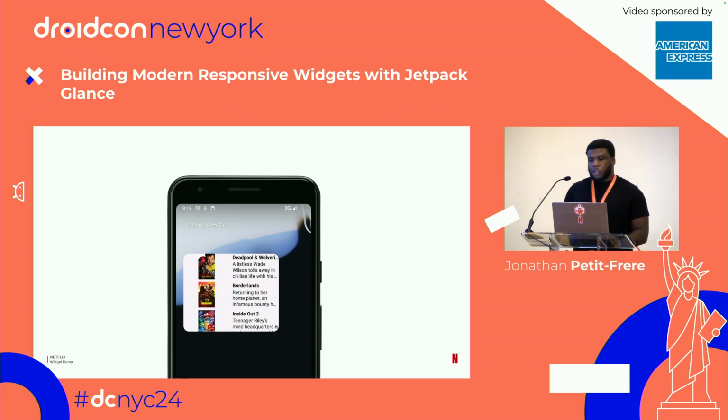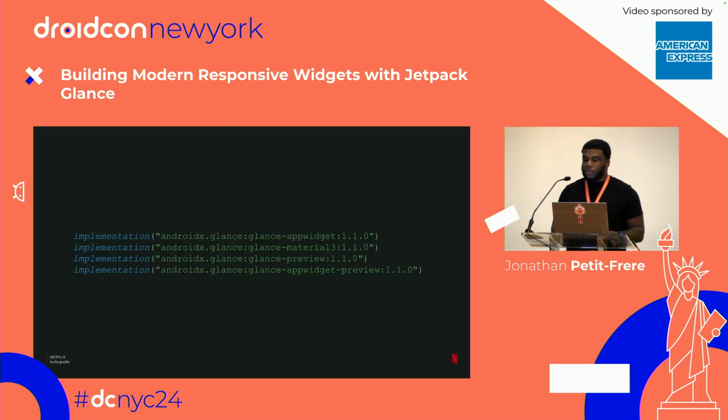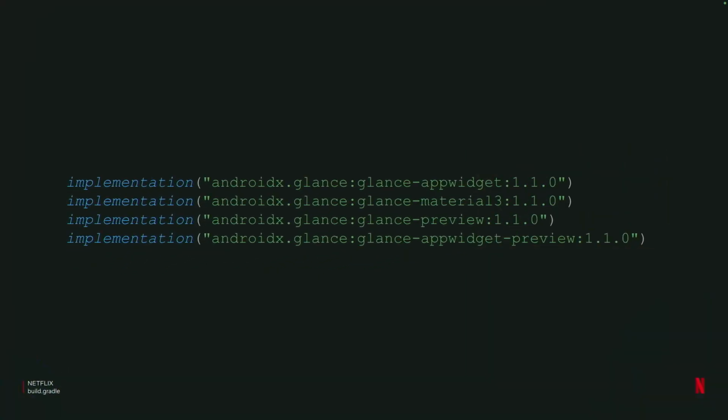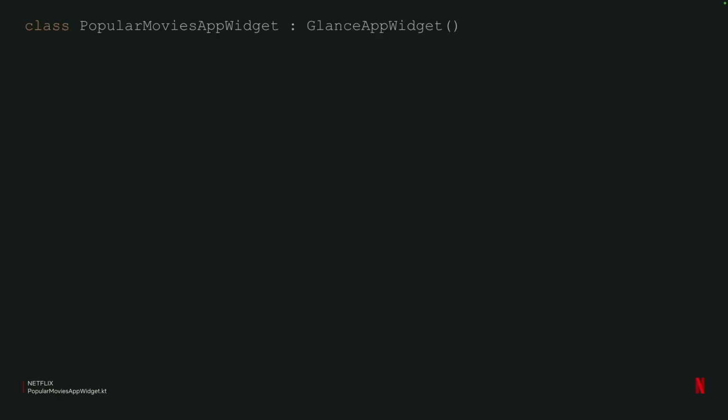So the first thing you'll have to do is add your dependencies. They're pretty straightforward. There are about 4 that you need. One of them is optional, the Material 3 one. It depends on what your design language is, what you're going for. So you may or may not use that, but the rest are pretty much required. Then we'll start off with a popular movies app widget, which extends the Glance app widget class.